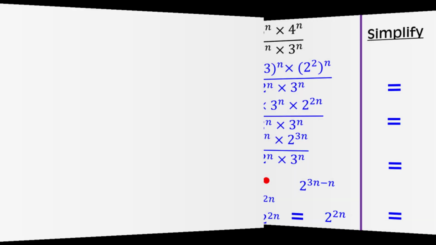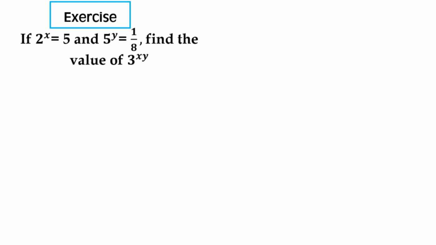Next exercise, we can stop the video and do the exercise by yourself. He said if 2 raised to the power x equals 5 and 5 raised to the power y equals 1 over 8, find the value of 3 raised to the power xy. To find the value of 3 raised to the power xy, we will find the value of x times y.